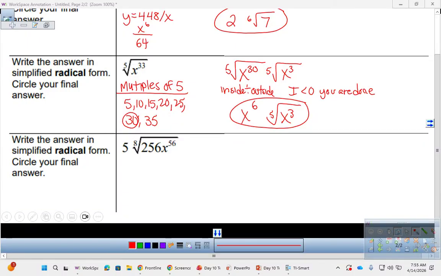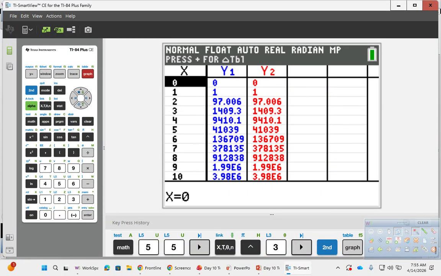It's called a coefficient. We're going to ignore that for now. What we're going to do is break this up into different roots. We're going to look at the 8th root of 256, and we're going to look at the 8th root of x to the 56th. This is a regular number, so the first thing I'm going to do is math 5 that regular number. So the 8th root of 256.